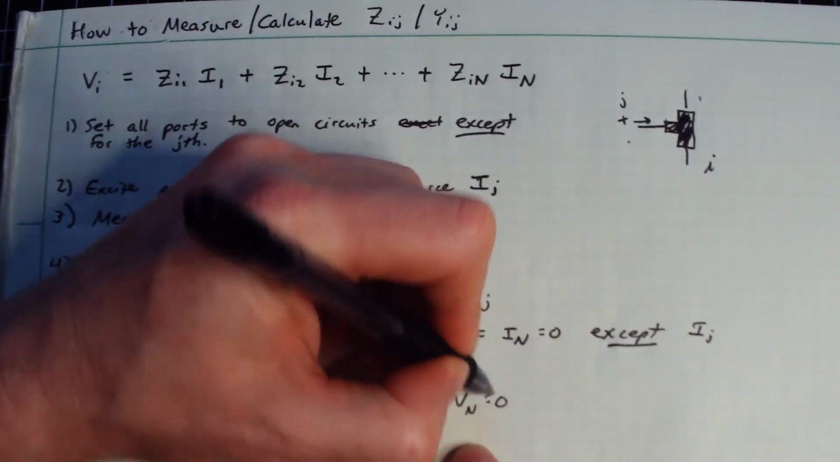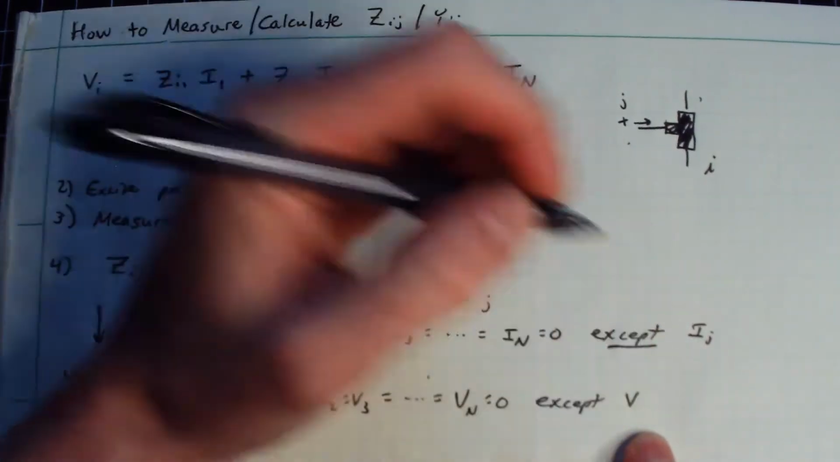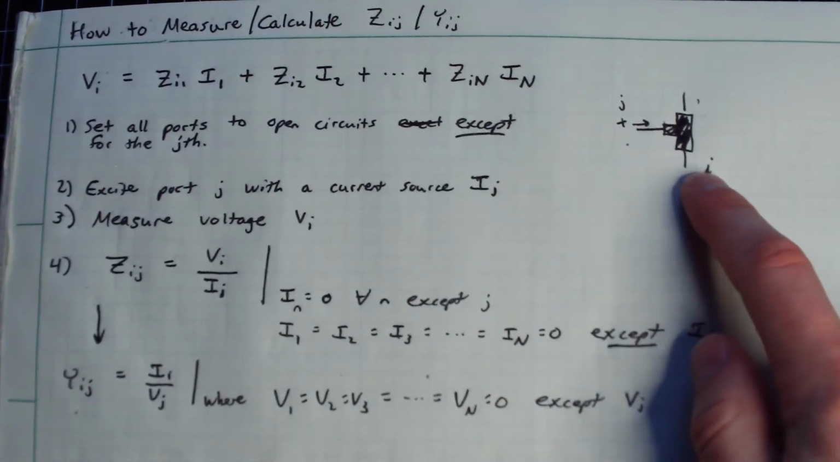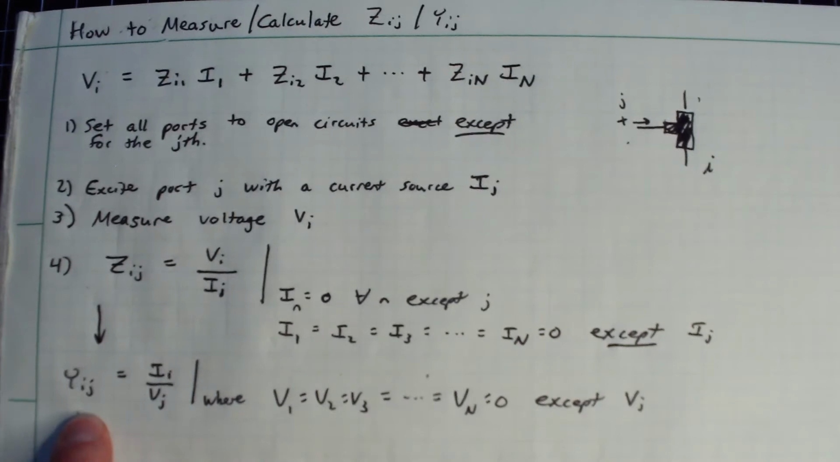My nth are 0, except V sub J. Okay, so the idea is I would excite one of these ports with a voltage and some currents would come flowing out of the others because they are short-circuited. All right, so that would allow me to determine the admittance matrix.